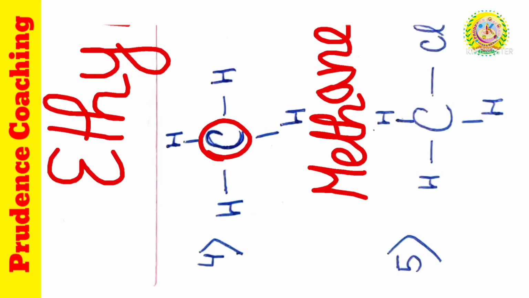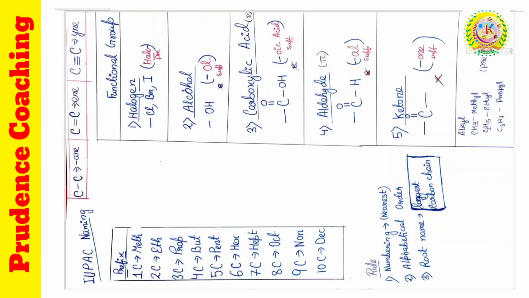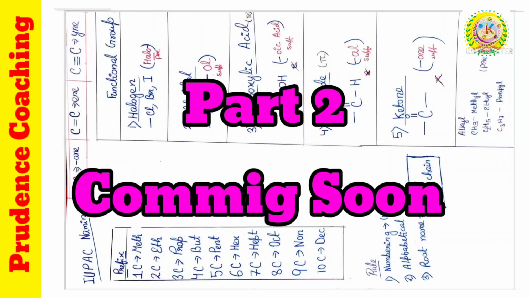So I think till this it is clear to everyone. In the next class we will be starting with the functional group and how we can use this functional group in IUPAC nomenclature. We will see in the next class. Till then, practice well. See you in the next class.